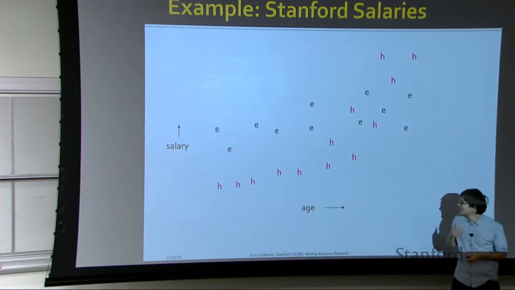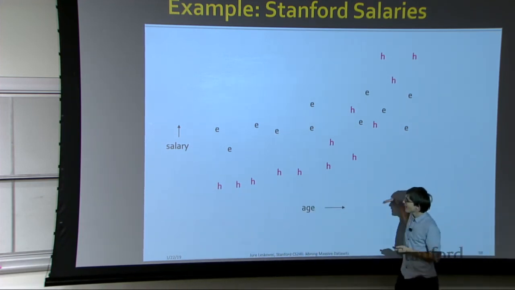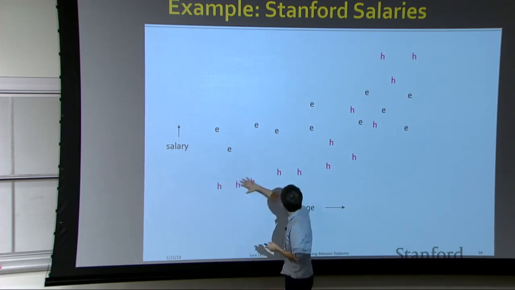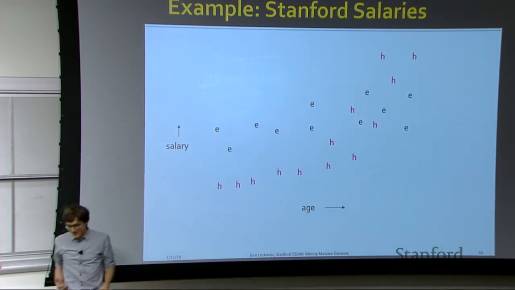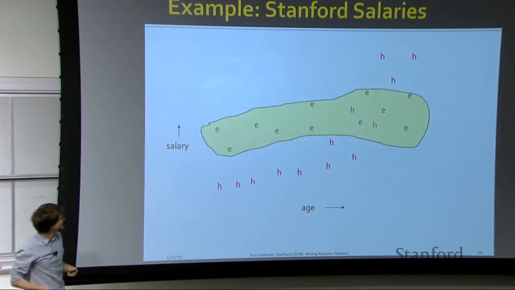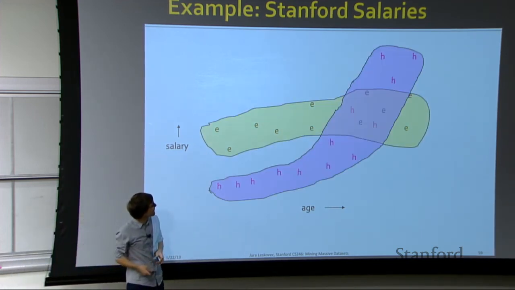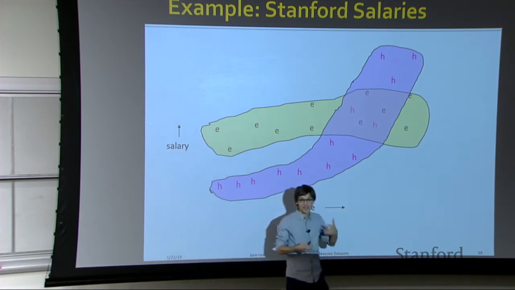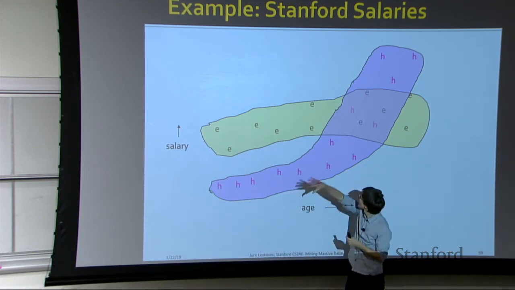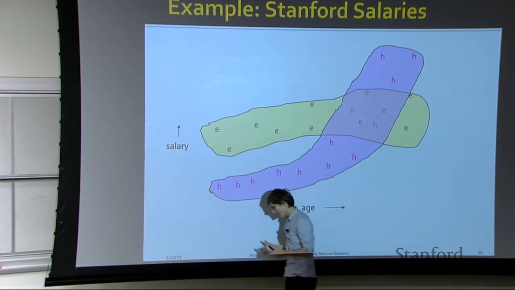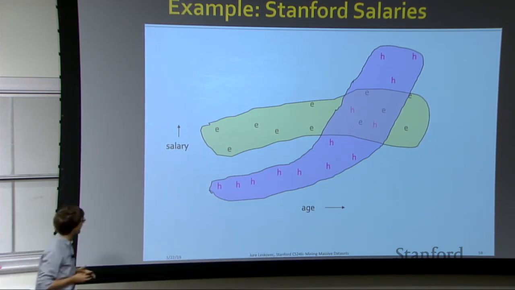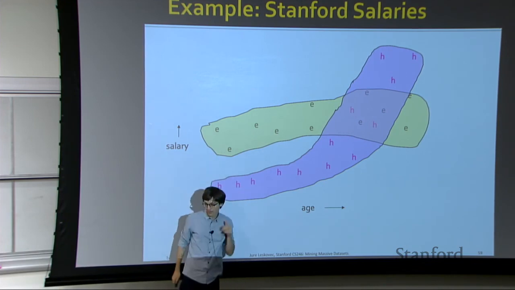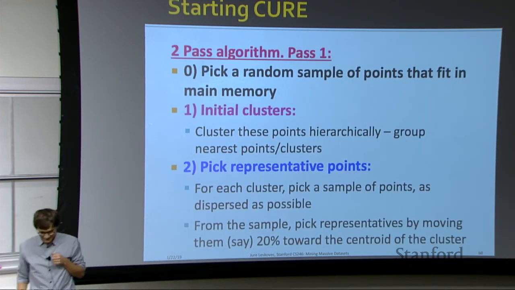This is supposedly the distribution of Stanford salaries. This is age versus salary. These are humanities, and that's engineering. And the question is, can we find, it really is this way, believe it or not, right? So the idea is, can we find these clusters that are complicated, right? I have this data, I want to find the clusters. So how would CURE allow us to find these weirdly shaped clusters, okay?